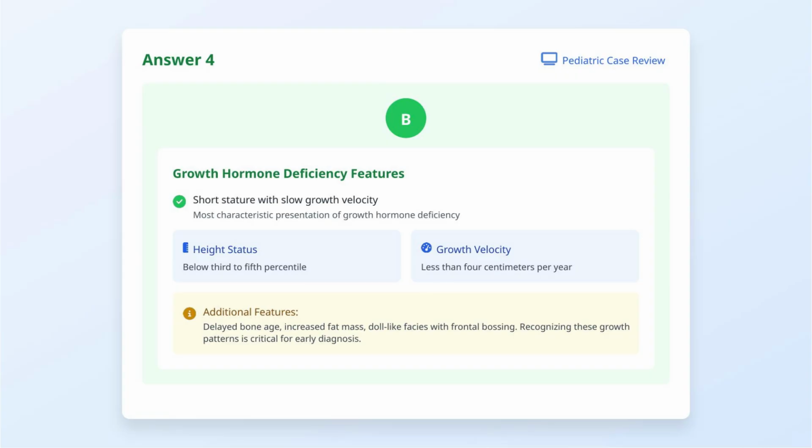Growth hormone deficiency characteristically presents with short stature below the 3rd to 5th percentile and markedly slow growth velocity, typically less than 4 centimeters per year. Additional features include delayed bone age, increased central fat mass, and doll-like facies with frontal bossing. Recognizing these growth patterns is critical for early diagnosis.